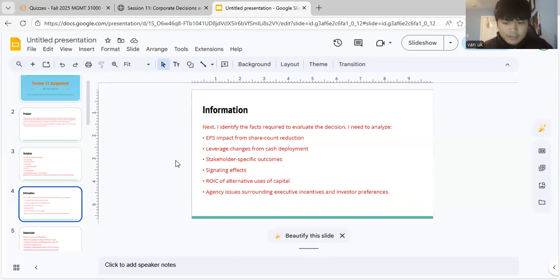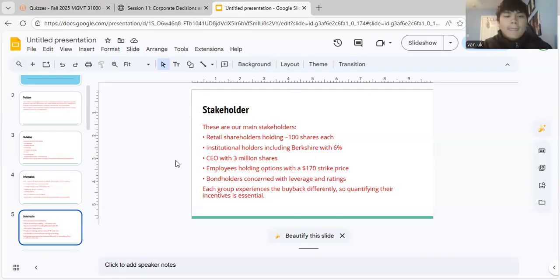And some information is the EPS impact from share count reduction. These are what I need to analyze, and the leverage changes from cash deployment, stakeholder specific outcomes, signaling effects, ROIC of alternative uses of capital, and agency issues surrounding executive incentives and investor preferences.